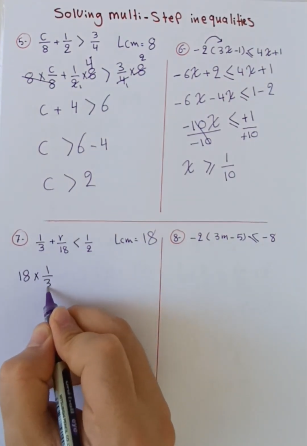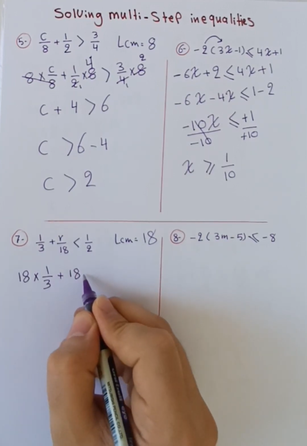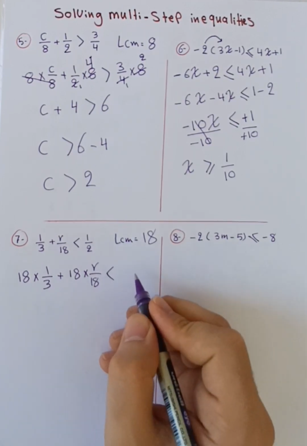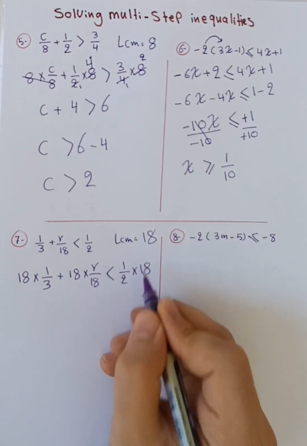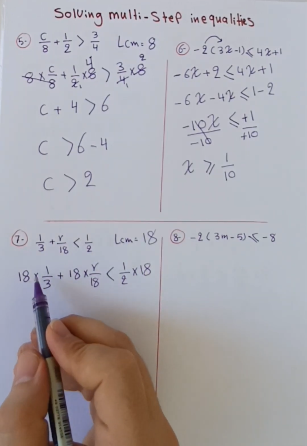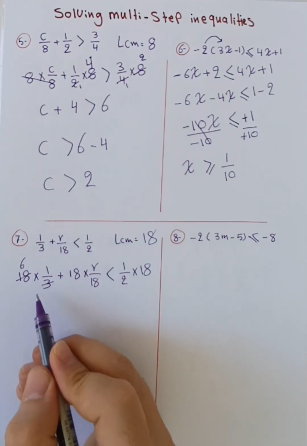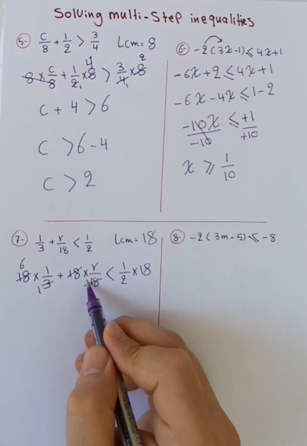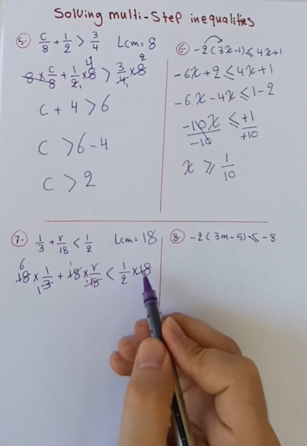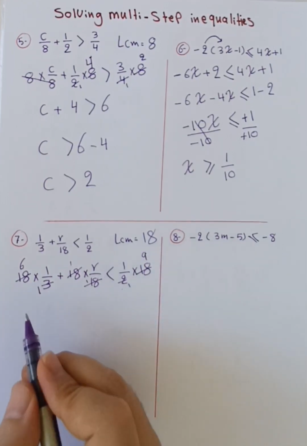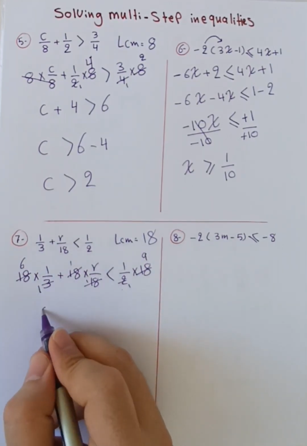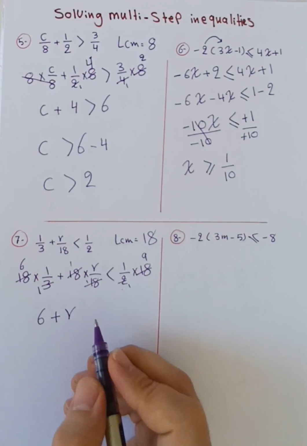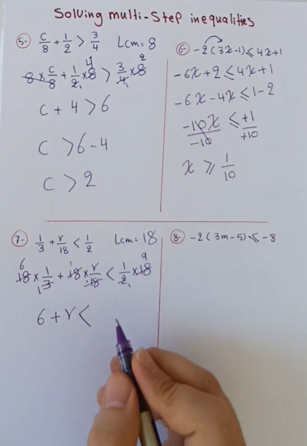18 times 1 out of 3 plus 18 times r out of 18 less than 1 out of 2 times 18. 18 divided by 3 is 6. 3 divided by 3 is 1. 18 divided by 18 is 1. 18 divided by 2 is 9. 2 divided by 2 is 1. So we have 6 times 1 is 6 plus 1 times r is r less than 9 times 1 is 9.